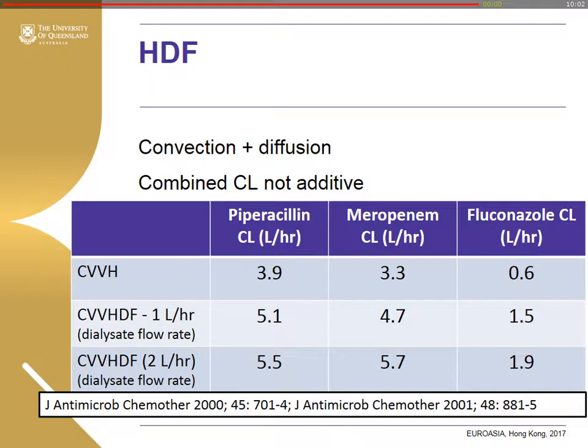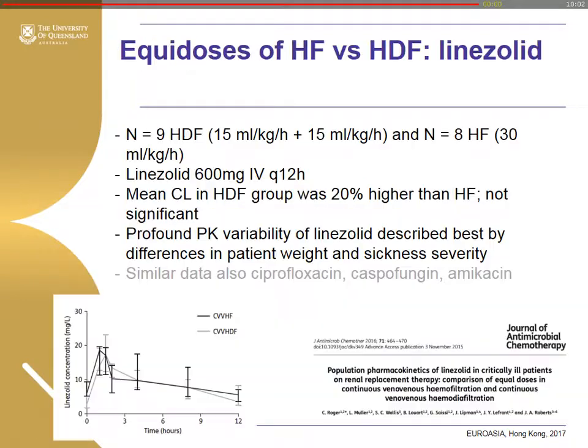For hemodiafiltration, and trying to understand the effects of that versus hemofiltration, there was a series of studies done by Valtonen et al. in the early 2000s. I've got three different drugs summarised here, piperacillin, meropenem and fluconazole, comparing the clearance of each of these drugs with hemofiltration versus increasing flow rates of CVVHDF. Essentially, CVVHDF has a much greater clearance of drug than hemofiltration alone, and as you increase the dose of that, you tend to see a further increased clearance as well.